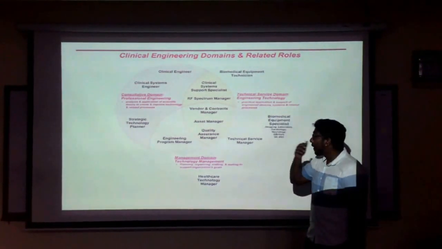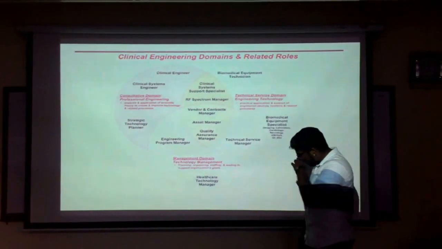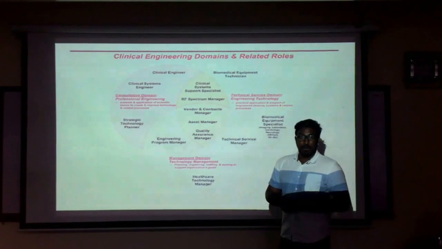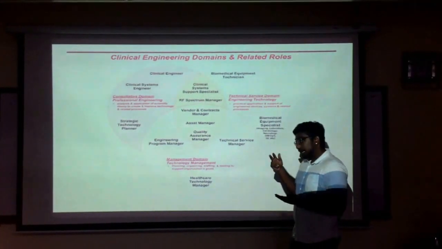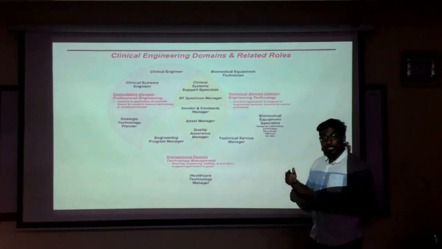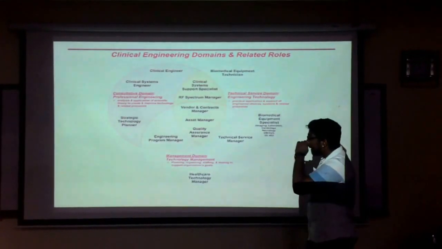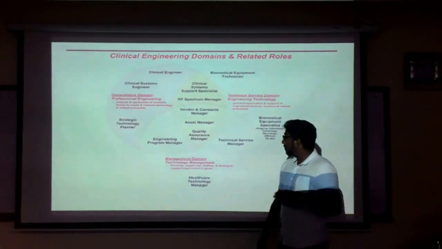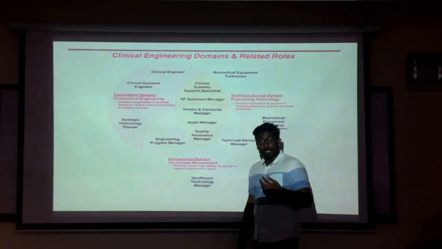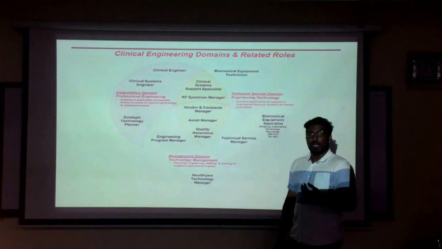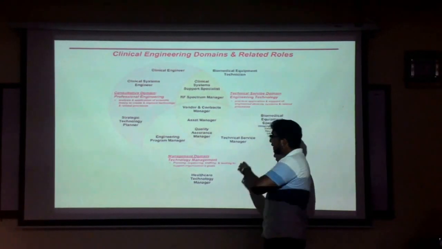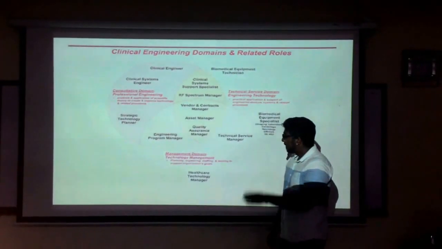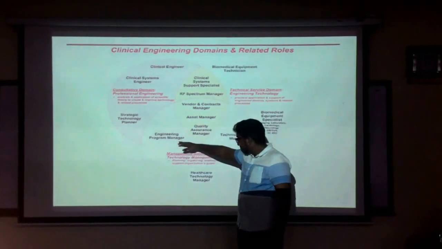This is a figure on the clinical engineering domain and related roles, whereby in a clinical engineering department there are three main roles: the clinical engineers, the biomedical equipment technicians, and the healthcare technology managers. These three people have to work in a team and have very good communication among them to assure quality assurance and quality control in a hospital. When a clinical engineer and a healthcare manager interact, there will be an engineering program manager.